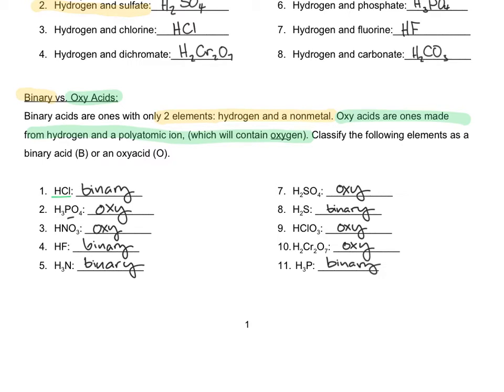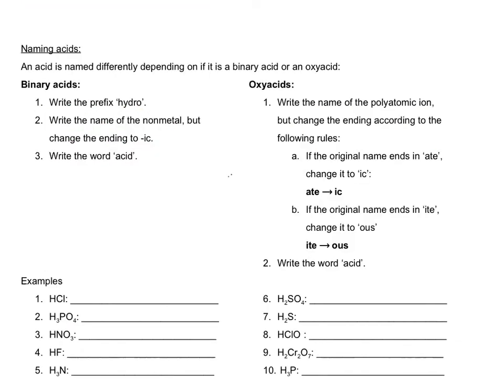And there you have it. Hopefully you got those right. Again, if you didn't, pause, try to figure out what you're doing wrong. This is going to be a really, really important concept for naming, being able to differentiate between binary and oxyacids. All right, we're going to move into naming acids.